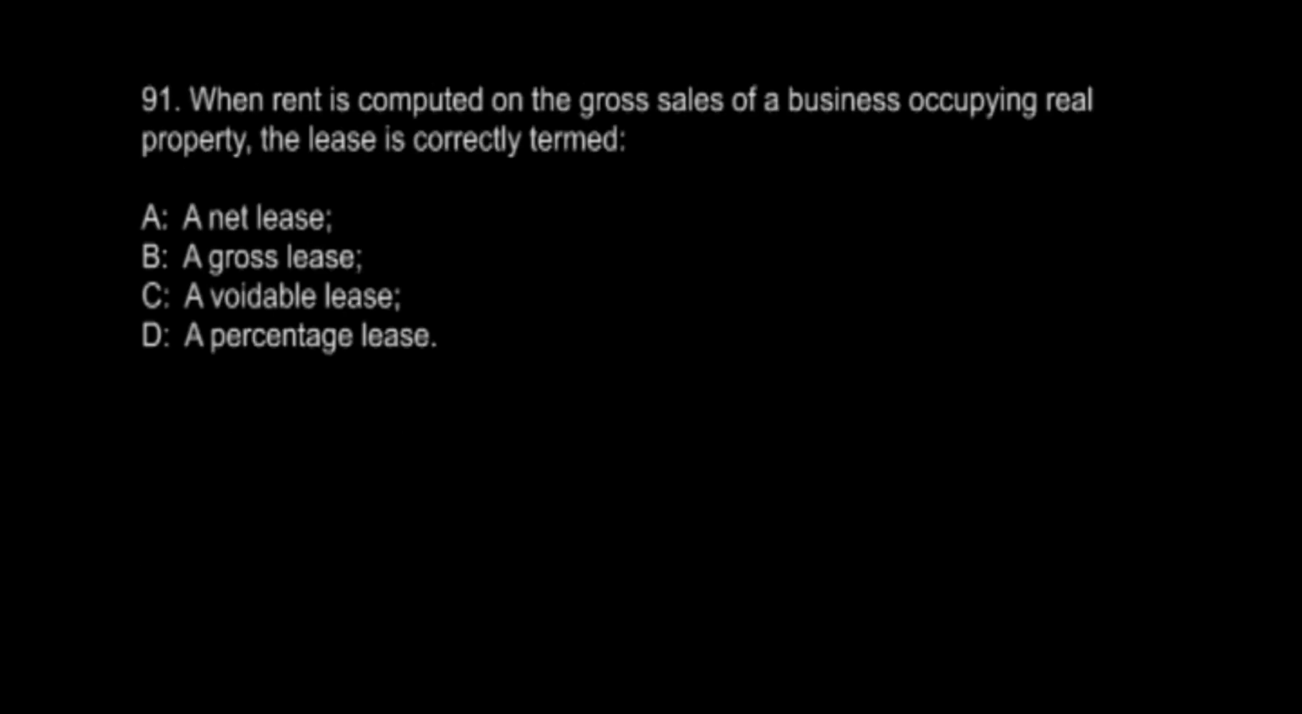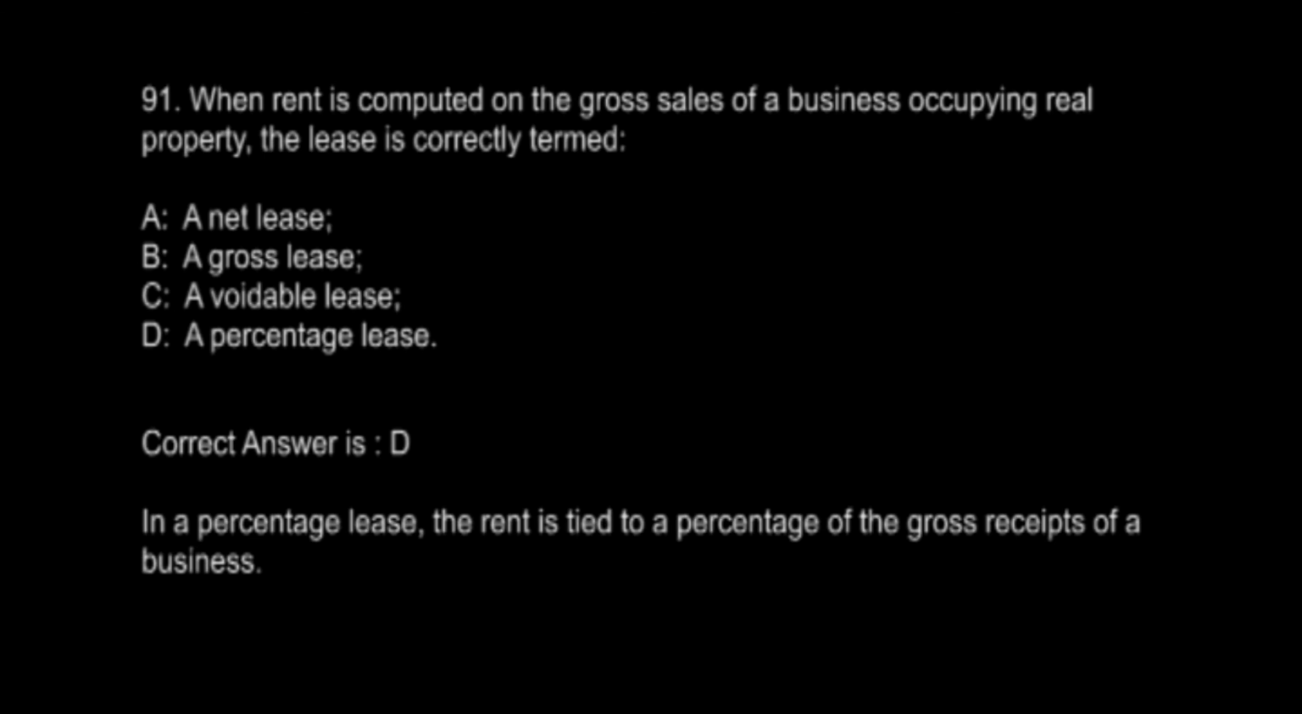91. When rent is computed on the gross sales of a business occupying real property, the lease is correctly termed a. a net lease, b. a gross lease, c. a voidable lease, d. a percentage lease. Correct answer is D. In a percentage lease, the rent is tied to a percentage of the gross receipts of a business.